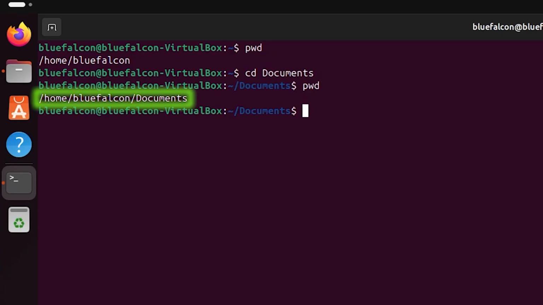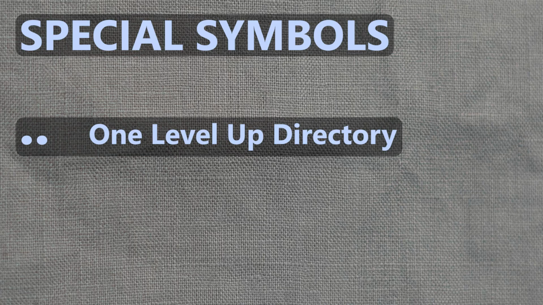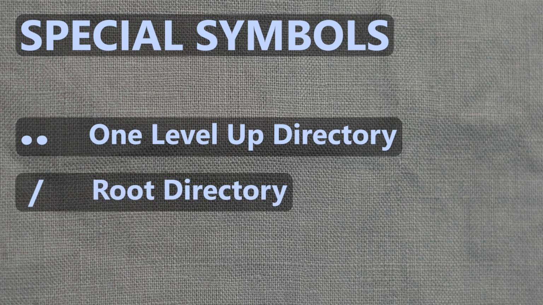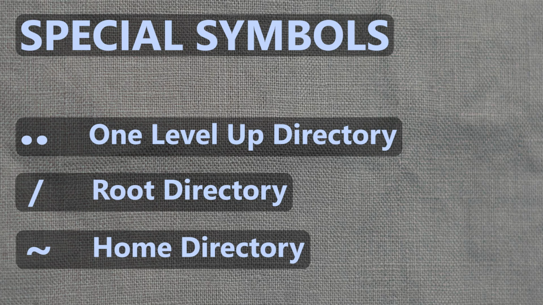inside your current directory. In a previous video, we talked about some special symbols used in Linux paths: two dots, which mean one level up directory, a single slash, which means the root directory, and the tilde symbol, which stands for your home directory. Here's how you use these with the cd command.